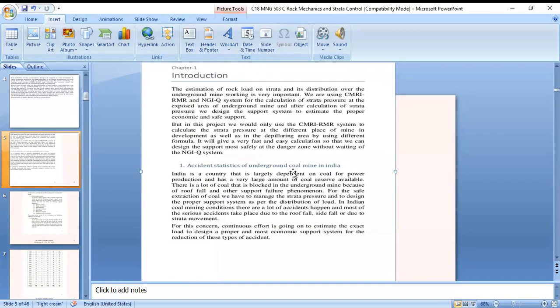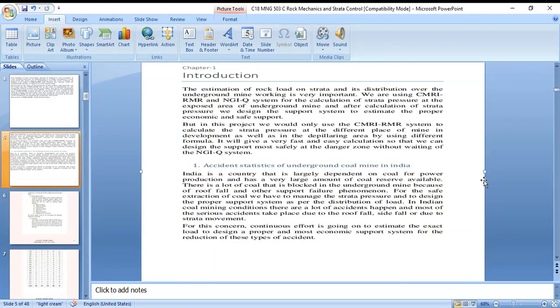Some introduction to this area. Estimation of rock load on a strata and its distribution over the underground mine workings is very important. We use the CMR, RMR systems for calculation of strata pressure at the exposed area of the underground mine. After calculation of the strata pressure, we can design the support system to provide proper, economic and safe supports. That is the very idea, the engineering system, you have to design the support system to provide proper, economic and safe supports.